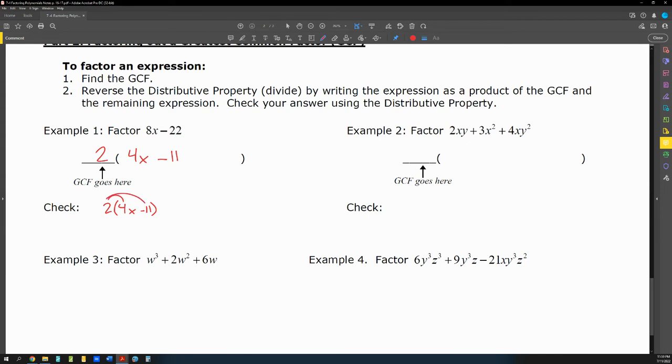We can check this by redistributing back in and see if we arrive where we started. So distributing the 2 back in, let's see if we get where we started. We get 8x minus 22, and yes, that is indeed where we started, so we did this correctly.